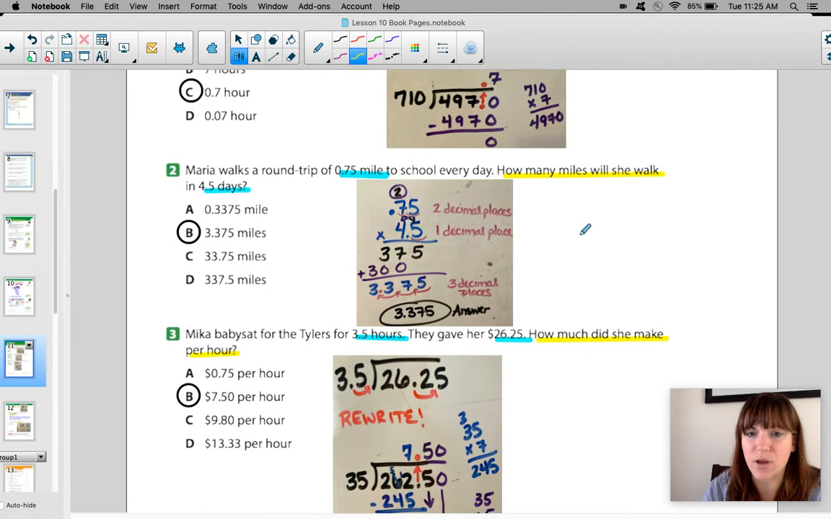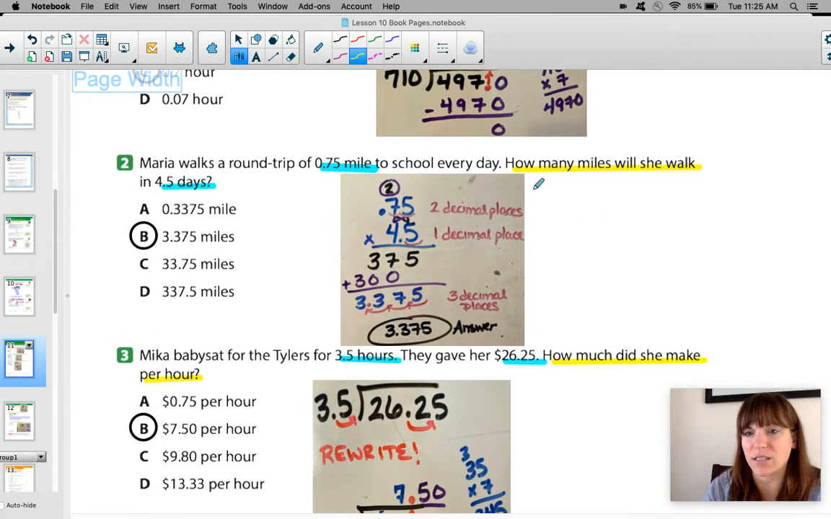Number 2 was multiplication because they are asking us how many total miles she will walk in an amount of time. So we have the round trip to school every day that she has to walk, and then she's doing this for 4.5 days, and so that is a multiplication situation. You will see my little bow tie. This is a 2x2 multiplication problem, and I ignored this 0 again. Did you notice that?